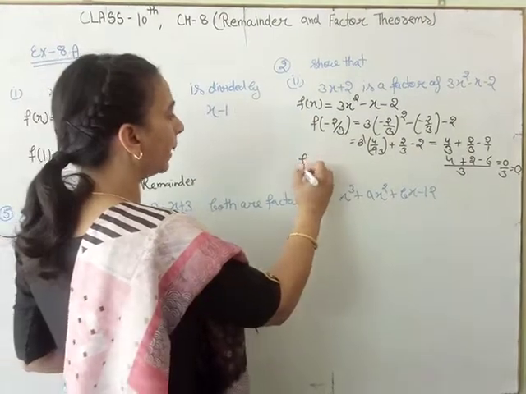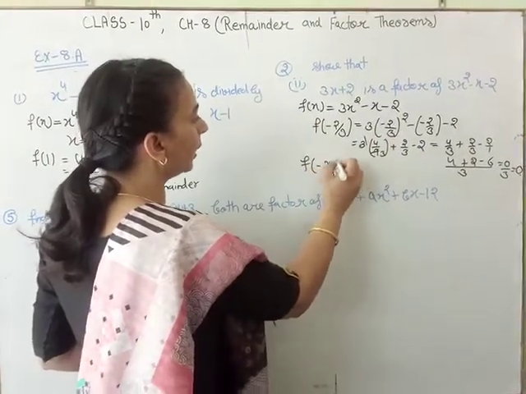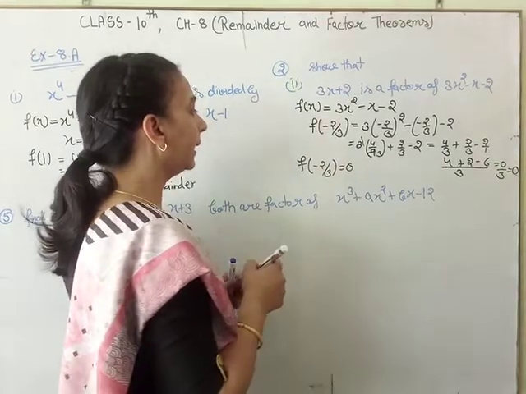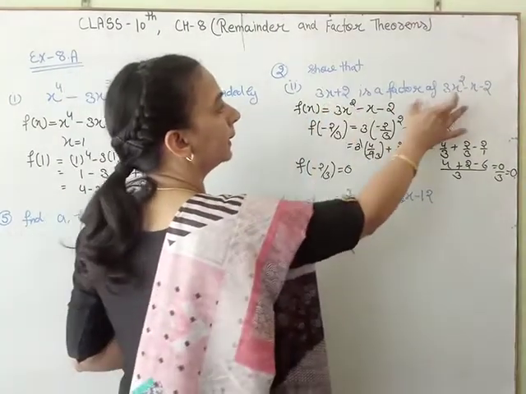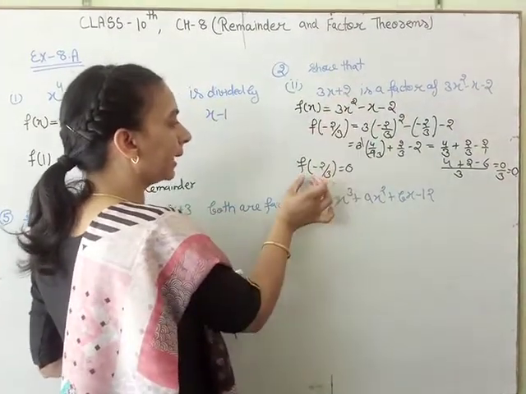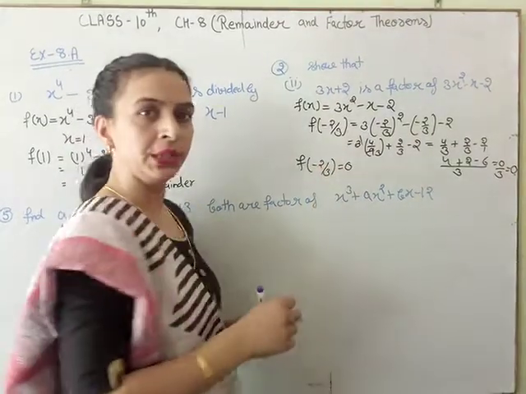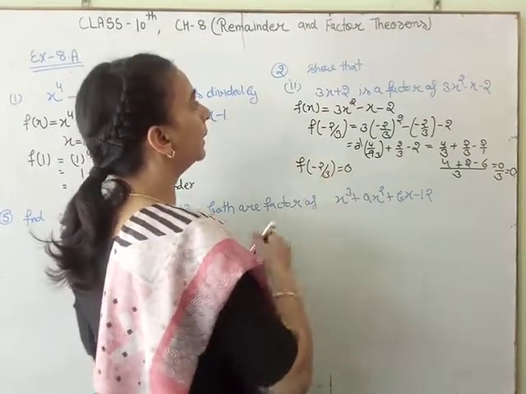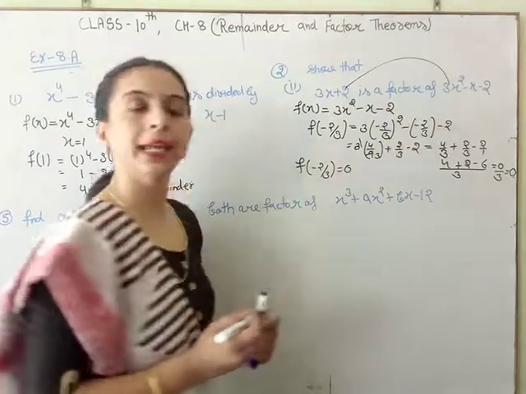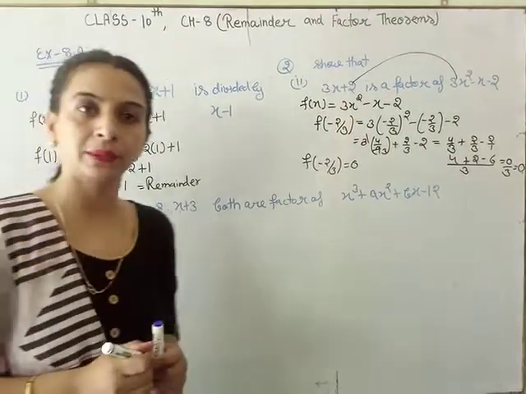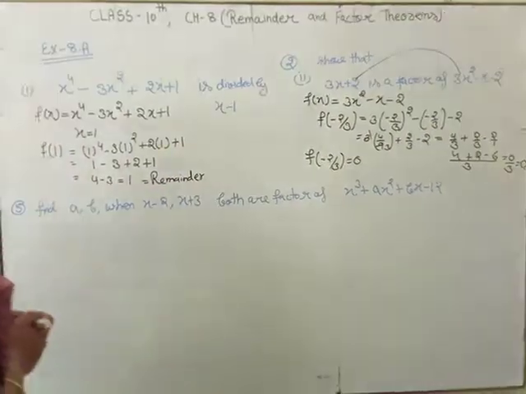Now students, we find f of minus 2 by 3 equal to 0, and if this expression is divided by this, then f of minus 2 by 3 equal to 0. If this equals 0, then this is a factor of the given expression. This is the factor theorem. Okay. Next we have a question.